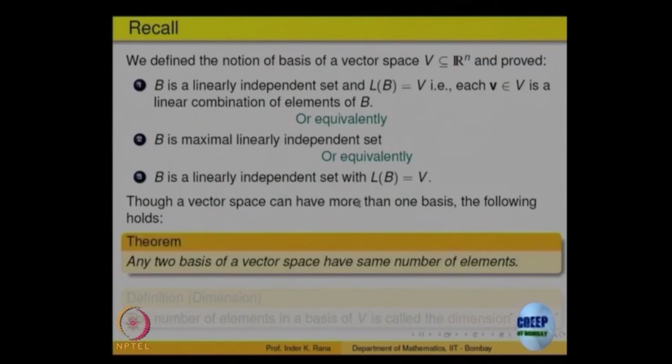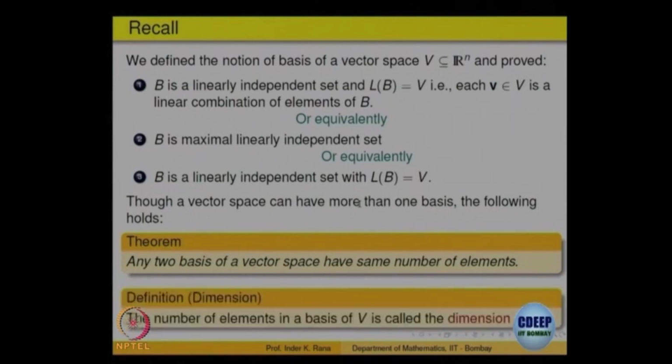We also said we will assume this theorem that any two bases of a vector space have the same number of elements. So, that gave rise to the definition of the dimension of a vector space. Dimension is the number of elements in any basis of a vector space. There can be different bases, but the number of elements in each basis will be the same for a given vector space. So, that we called the dimension.